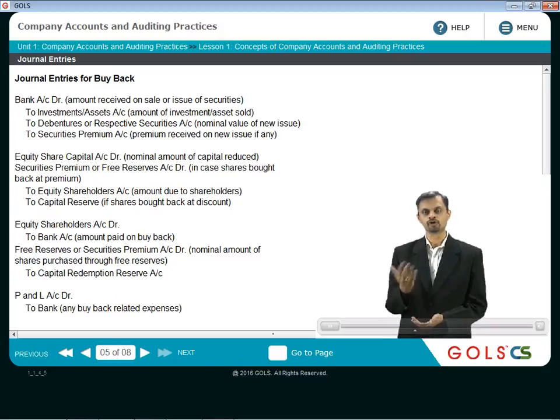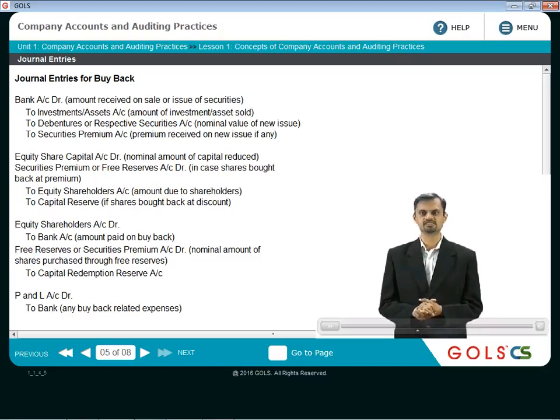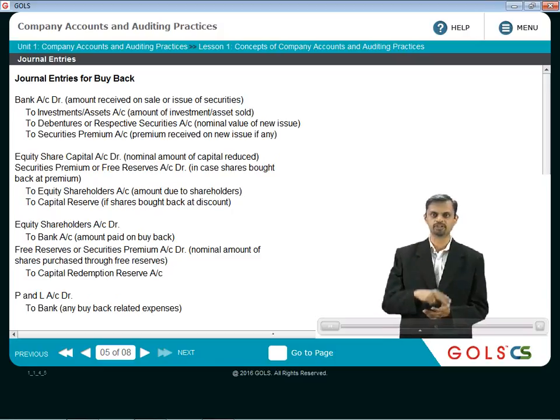Now the entry at the time of buyback. So now when the shares are bought back, obviously the share capital will have to be reversed. So equity share capital account debit to the extent of the face value, securities premium or free reserves account debit in case the shares are bought back at premium.